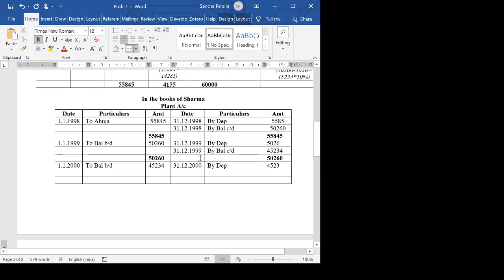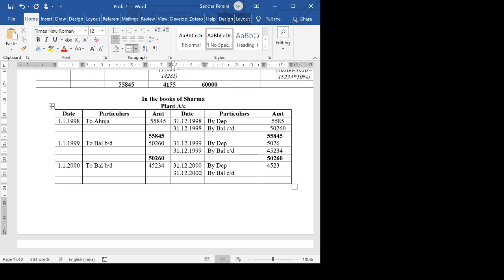Here you'll have a balance carried on because the machinery is still existing. Okay, so the balance will be 45,234. You have 45,234. Balance carried down here is 4711. 4711. So this is how the problem looks.